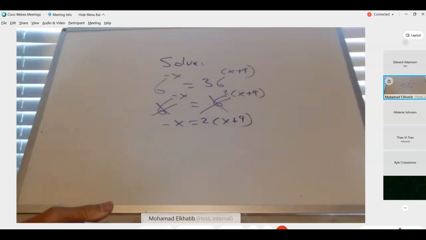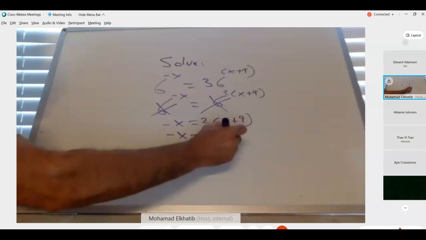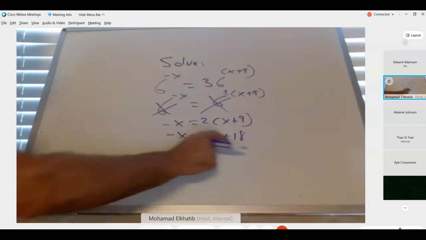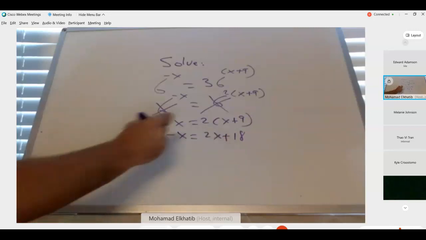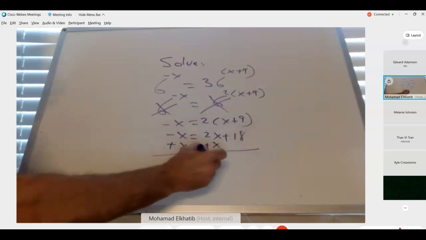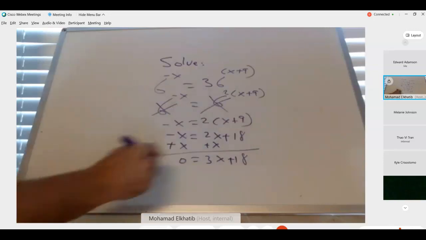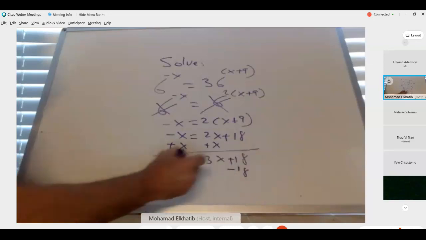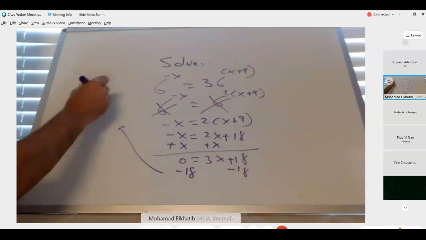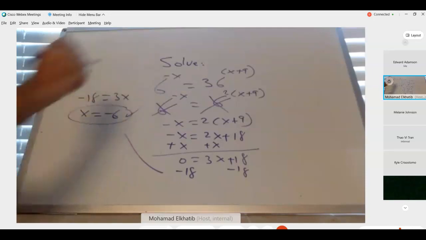And now you just solve this equation like you normally do. I have to distribute the 2. 2 times x is 2x. 2 times 9 is 18. I have variables on both sides, right? So let me get rid of the variable on the right side. 0 equals 3x plus 18. Now I need the x by itself. I get rid of the 18. Negative 18 equals 3x. Divide both sides by 3. And my answer is x equals negative 6.